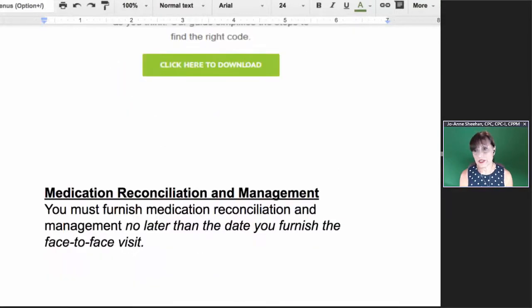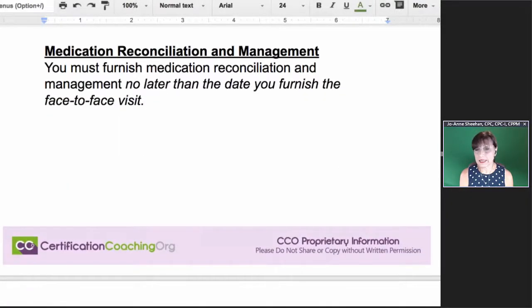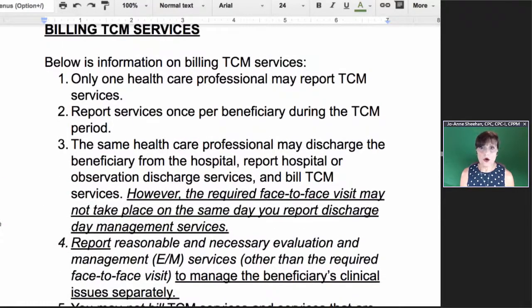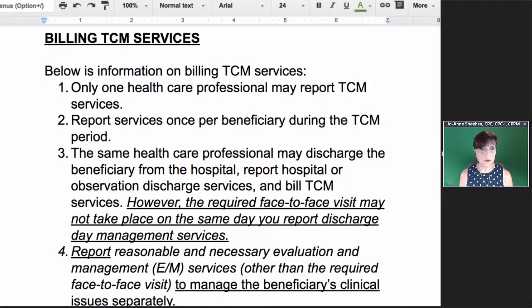Okay, now the next page, you want to keep in mind that the medication reconciliation and management must also be furnished, and no later than the date you furnish the face-to-face visit, and that's very important. There are a lot of guidelines. Okay, and the next page, let's see, when we're billing, only one healthcare professional can report the TCM services, and we report services once per beneficiary during the TCM period.